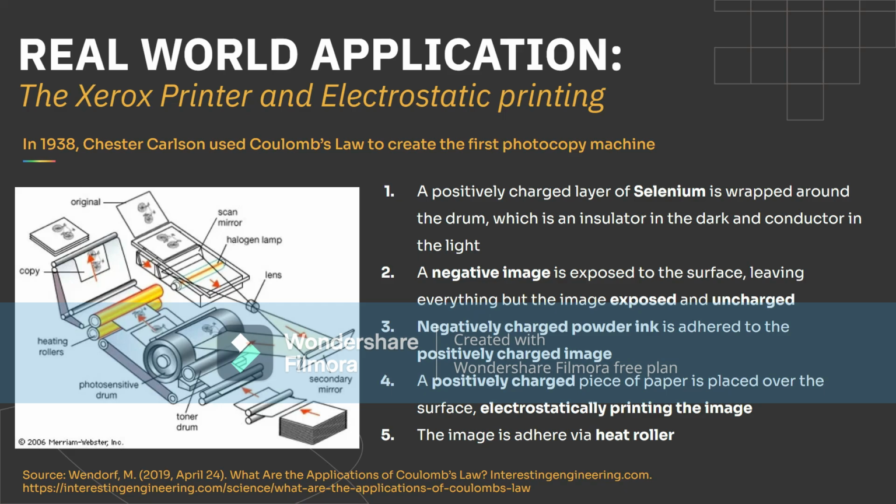So now that we have our positively charged image and our negatively charged powdered ink on top of that positively charged image, and then the neutrally charged everything else, we're going to take a positively charged piece of paper and we're going to place it over the surface of our image, electrostatically printing this image, a process that you can see occurring right here. So now that we have the image electrostatically adhered to the piece of paper, we are going to adhere the ink to the paper via heat roller, which is pictured here. And this way, we have a photocopy of our image.